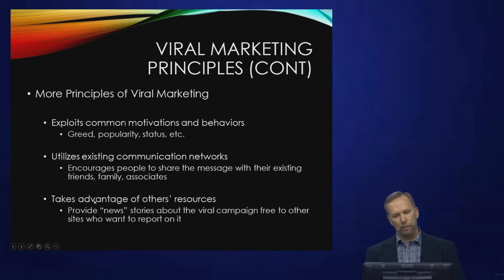And lastly, we want to take advantage of other people's resources. We want to get other firms and other websites to advertise our viral marketing campaign on our behalf. How do we do that? Let's say we have a new technology product. It would be very easy for us to write a story about our own product because we know it very well. Then we give that technology story to somebody at CNET, a big technology site, and say, hey, CNET reporter, here's a story you can post if you want about this new product we have.